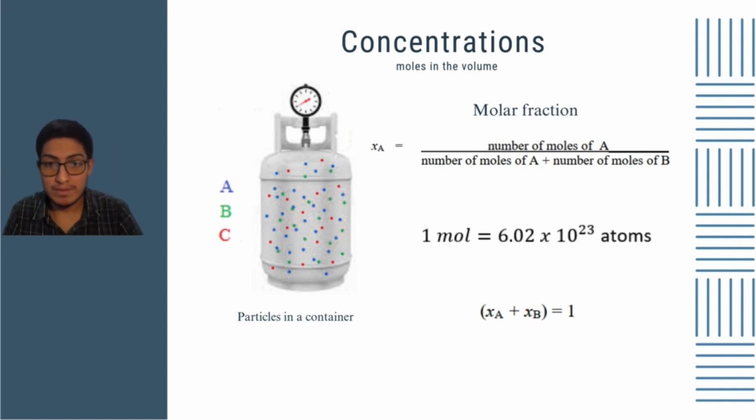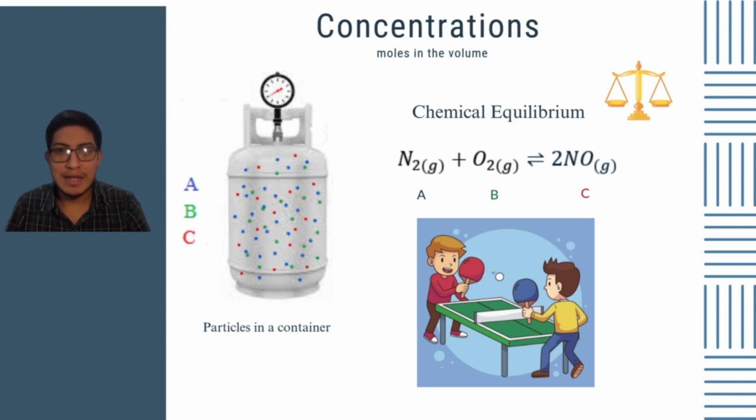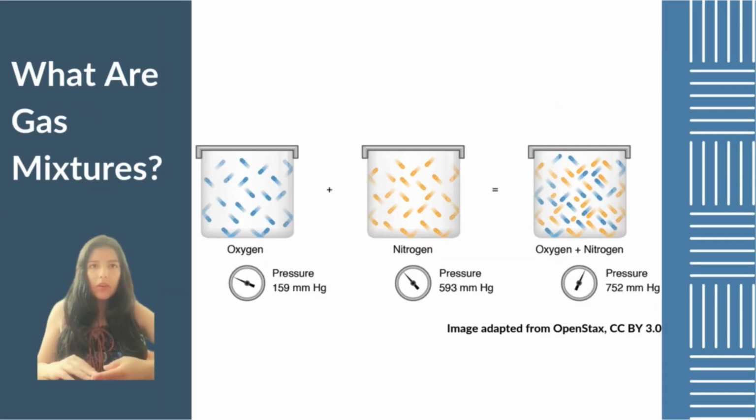And more importantly, if you calculate the molar fraction of each specific compound, its addition has to be 1 because that reflects the 100%. In this case, a chemical equilibrium is no more than when the reactants become the product and the product returns back to be the reactant. This is like playing. Gas mixtures are composed of different gases, and their concentrations can be expressed in terms of mole or weight fractions. Each gas contributes to the total pressure, which is the sum of the partial pressures of the components.